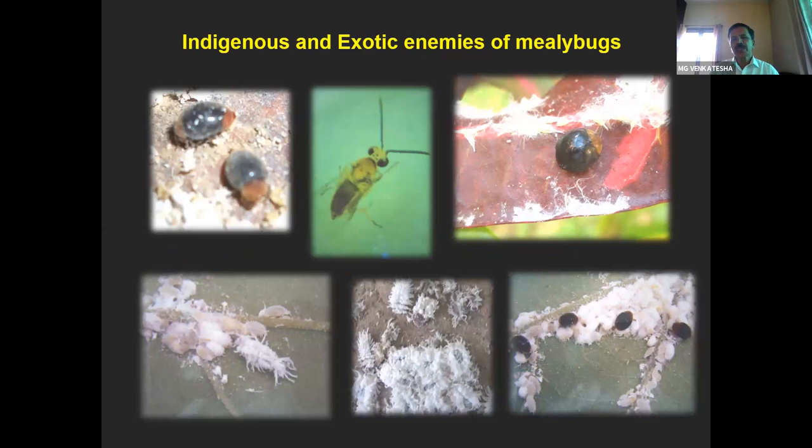So because of these shortcomings and non-effectiveness of the toxic insecticides on mealybugs, the indigenous and exotic enemies of mealybugs play a very important role. So the several Hymenopteran parasites, even in India we have recorded several important Hymenopteran parasites, and also several coccinellid ladybird beetles. They play a very important role in the control of mealybugs. So we depend on the indigenous natural enemies as well as the exotic enemies as biological control agents, which are very important in the management of mealybugs. Next slide, please.